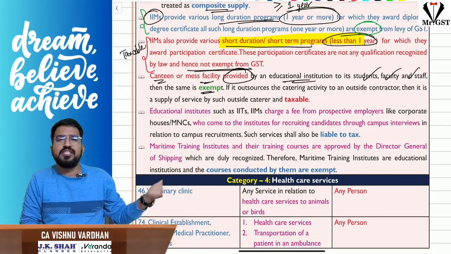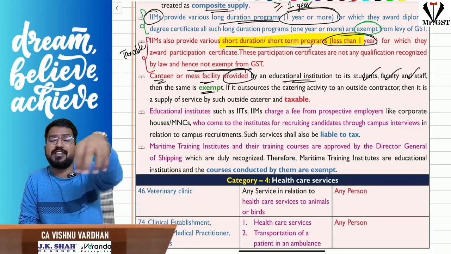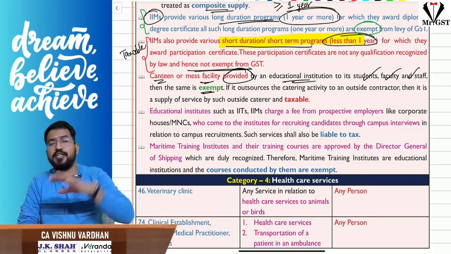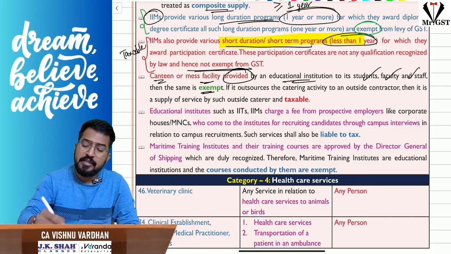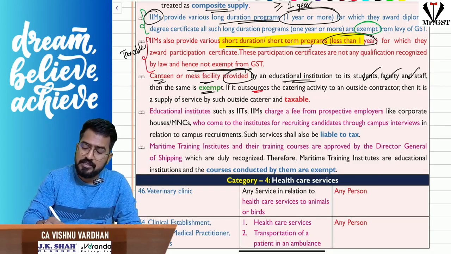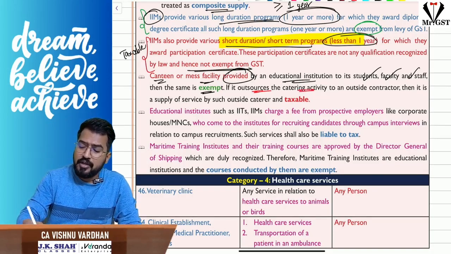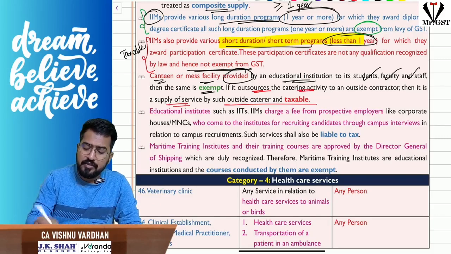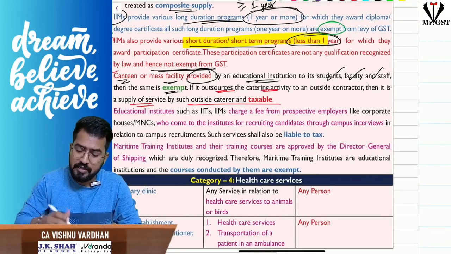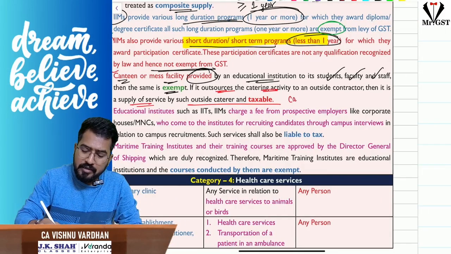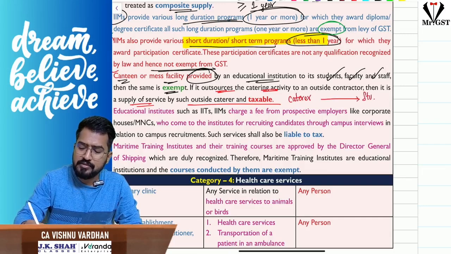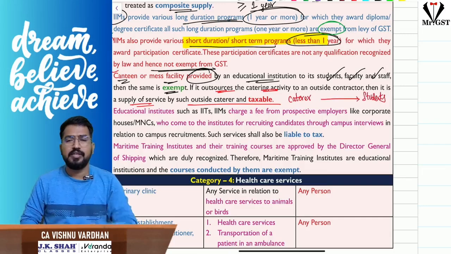But if they are outsourcing this, and somebody comes and sets up their canteen in the school or college, all that stuff, then the outsider is providing this catering activity, and the supply of service will be taxable. Here please understand, the caterer is directly selling it to students, okay, then it is taxable.